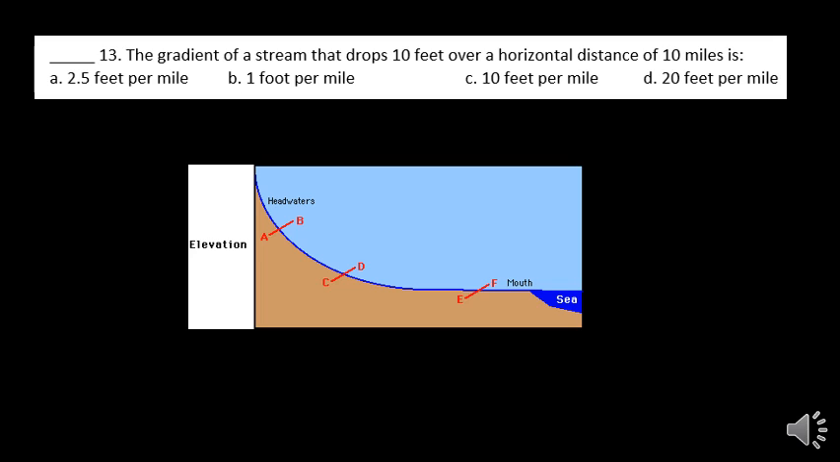The gradient of a stream that drops 10 feet over a horizontal distance of 10 miles is, well, it's rise over run, just like in geometry. How much is it dropping down versus how far has it gone to make that drop? All right, it's just like in algebra, I said, not geometry.